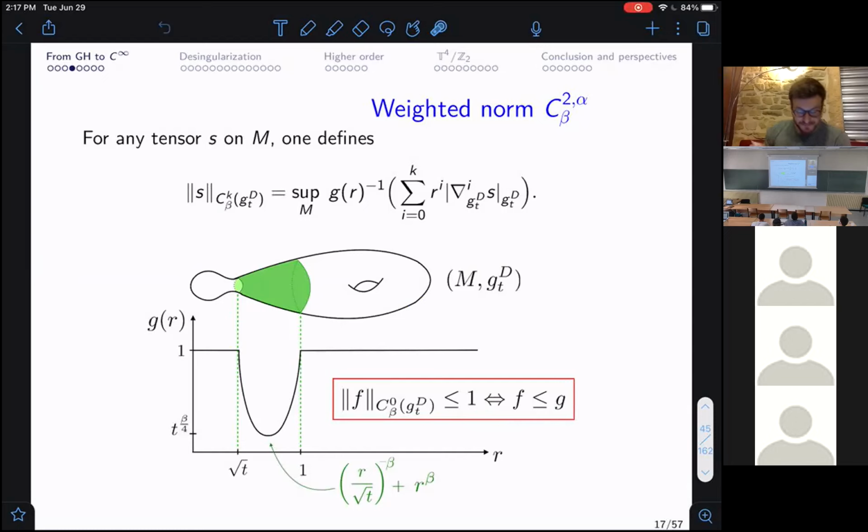And so what is this function? Well, it looks like this. It's just one on your large compact part of the orbifold and of the bubbles. But in the neck regions, which link the bubble and the orbifold, you actually have a decay, a polynomial decay even. So you are not asking for a convergence speed on these large parts, but you are asking for a convergence speed in the neck region.